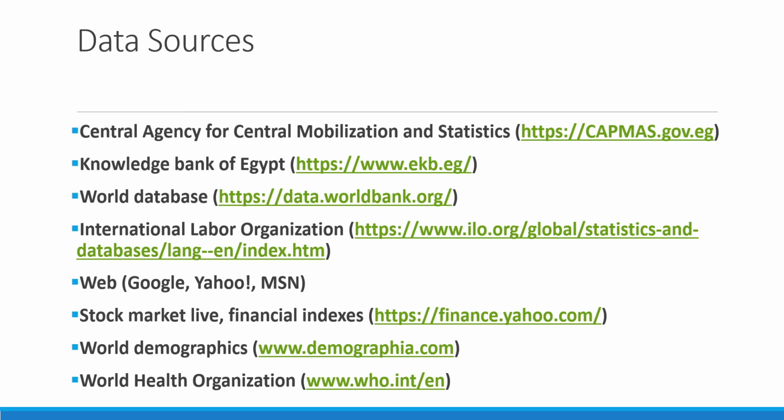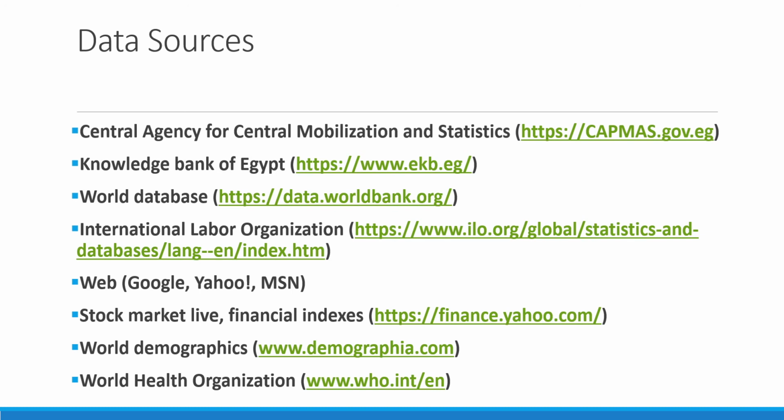We have here different examples of the web used for data collection. First, we have the Central Agency for Public Mobilization and Statistics, CAPMAS, which is mainly responsible for conducting the census in Egypt. In this website, you can find all the data related to demographics, work, employment, unemployment rate, education, and levels of literacy, and so on.